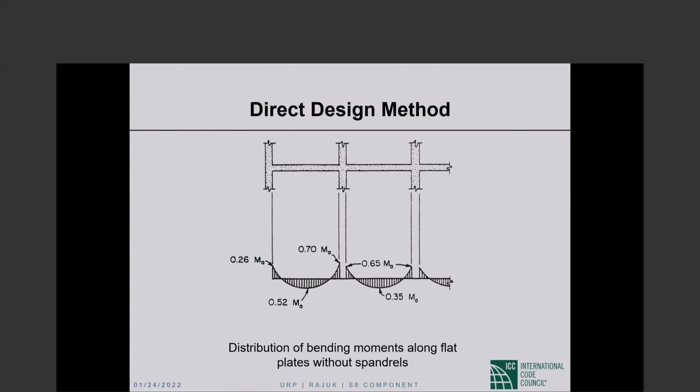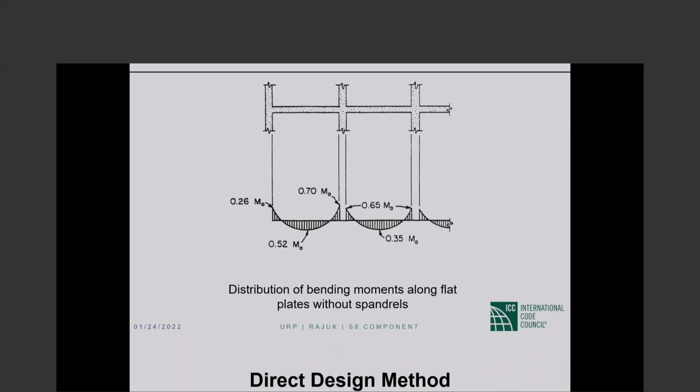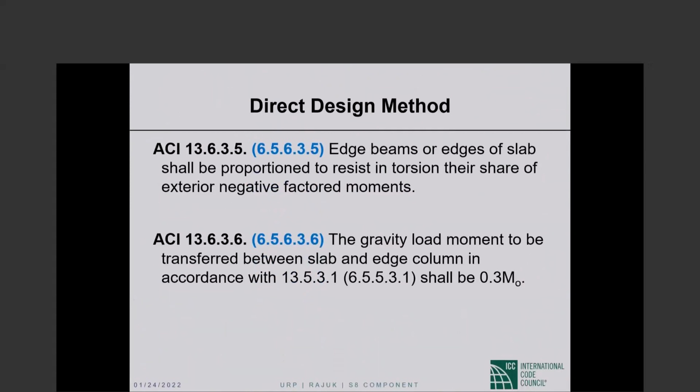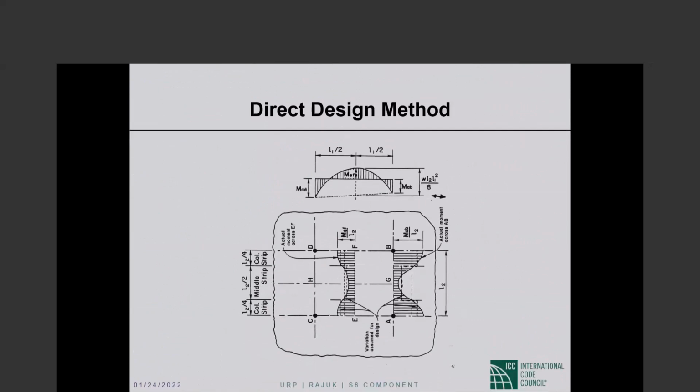So if we want to be conservative with respect to punching shear, we are arbitrarily increasing the 26% of M sub 0 to 30% of M sub 0 to be transferred from the slab to the column for the purpose of shear design only. Flexural design will continue to be based on 26% of M sub 0. So please note this section. It is easily overlooked, but it is very important. Okay.